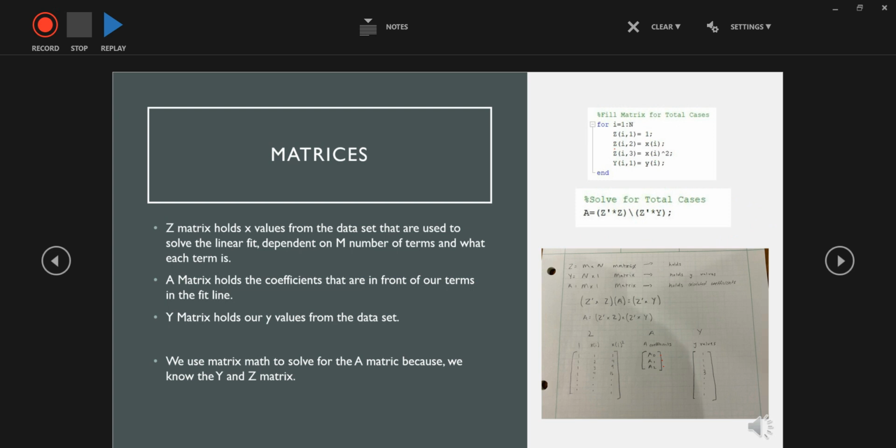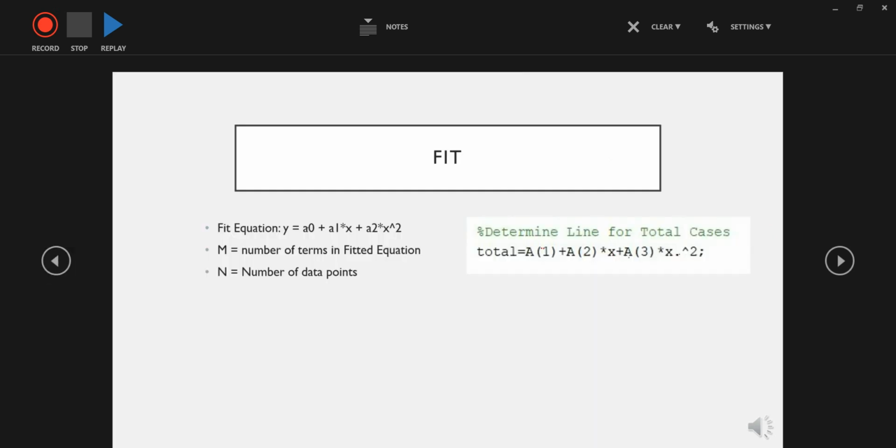Then once we solve, we're going to get 3 values in this A matrix. So let's say it's 1, 2, and 3. To find our fitted line, we just take that. So A1 is equal to 1, we'd put that there. A2 is equal to 2, we'd put that there, and A3 is equal to 3. So we'd put those in, and then we'd end up with our fitted line, y equals 1 plus 2x plus 3x squared.